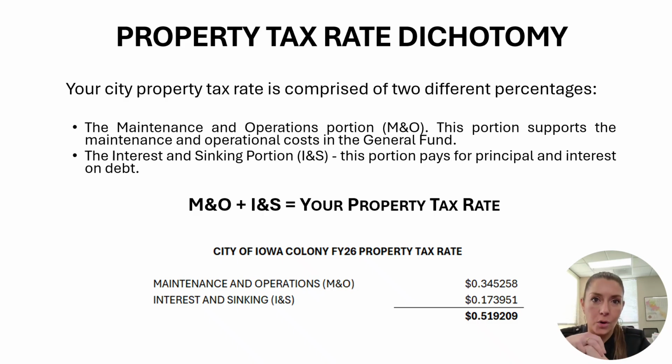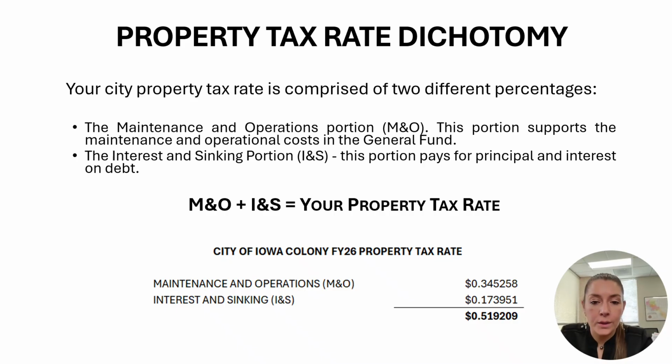Those two percentages are called maintenance and operations, as well as interest and sinking. Maintenance and operations supports departments within the general fund that are operational, as it sounds. So your police, streets, libraries, if you have those, administration, those types of operational departments are supported with that portion of the tax rate. In Iowa Colony, it's almost 35 cents per $100 of valuation, and the remainder of that, 17 cents you see there for interest and sinking, pays for principal and interest on your debt.